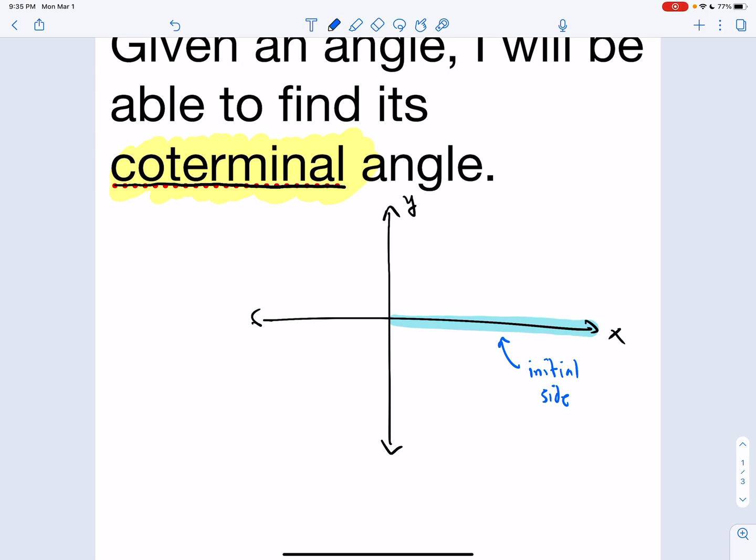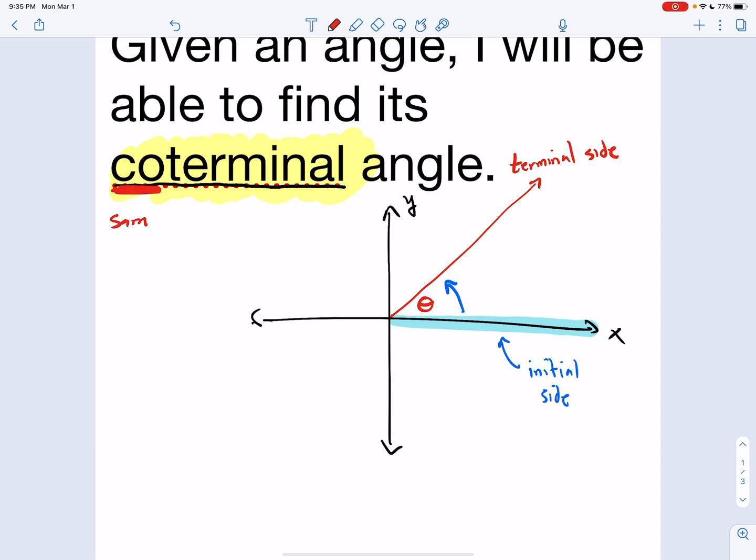Let's try that again. Then it opens up, and then you stop somewhere. This is called your terminal side, because terminal just means the end, right? Okay, and together it creates this angle that we have right here. Okay, so coterminal means that you're going to end up at the same terminal side.